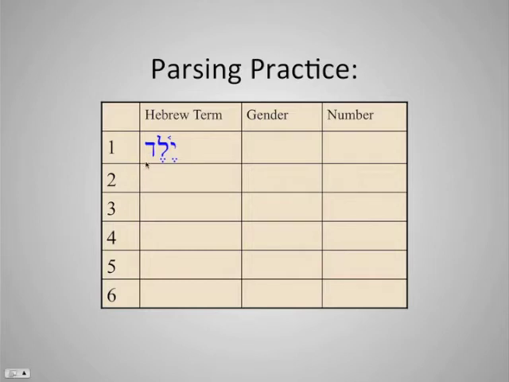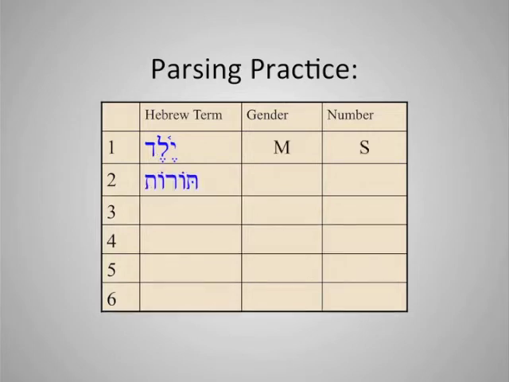So the word yeled, yod, segol, lamed, segol, dalet, yeled. Note it does not have any noun ending affixed to the end of it. So for that reason, we can parse it as masculine gender and singular number. So it's a masculine singular noun. Again, masculine singular nouns in Hebrew have no ending.